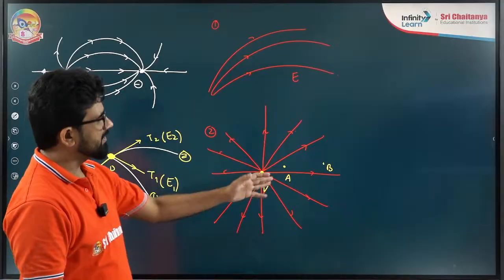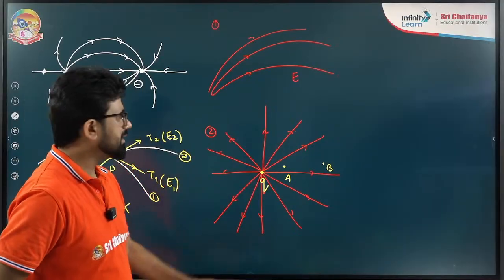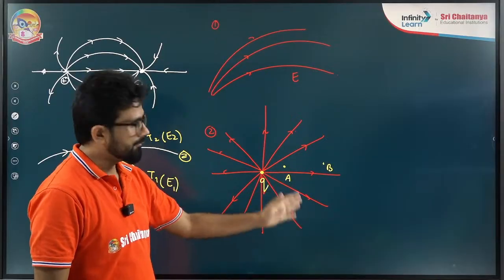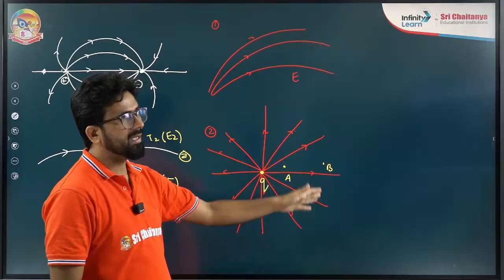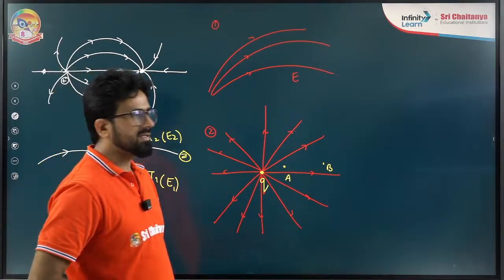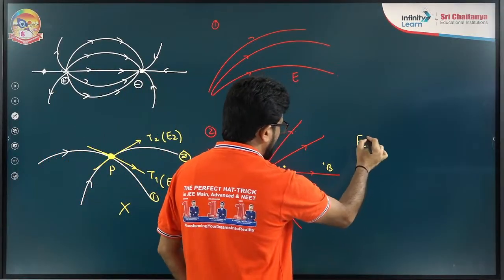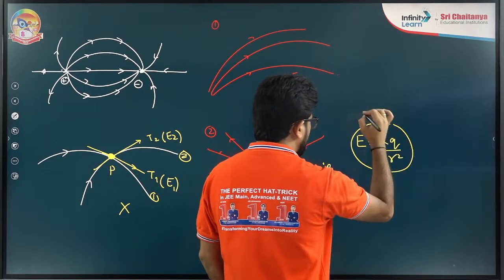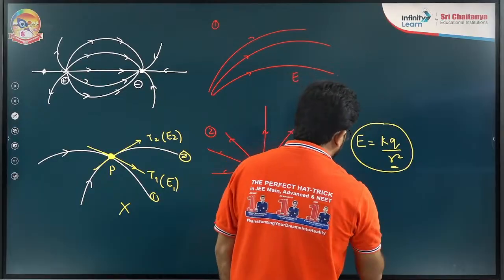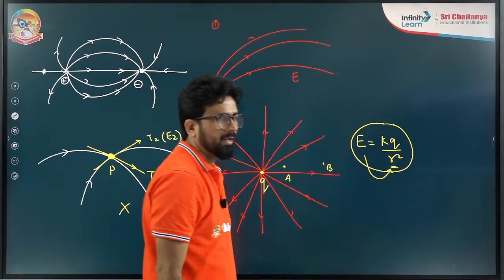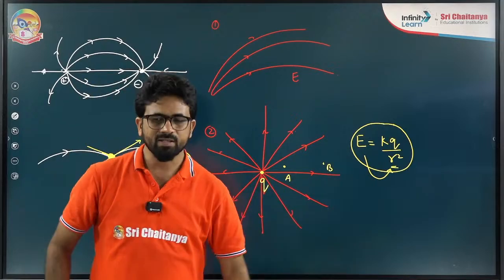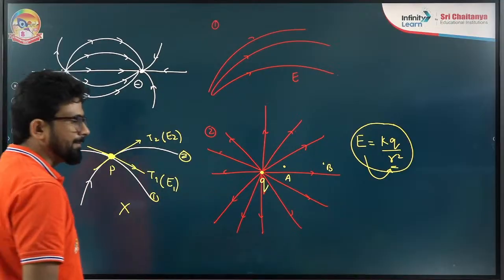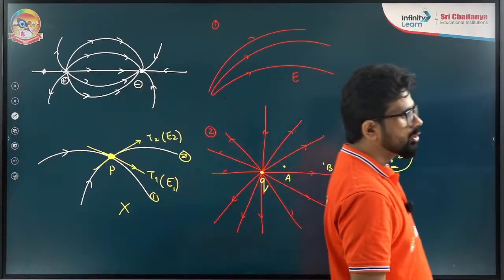Please tell me where the field would be more. Where the magnitude of field would be more, at A or B? I am writing the formula, that is KQ by R square. K is not changing, Q is not changing, only R is changing. Tell me where the field would be more, at A or B. Reply, beta.